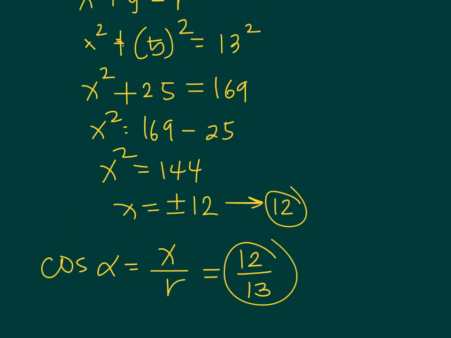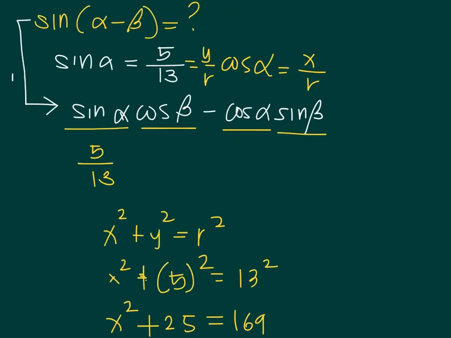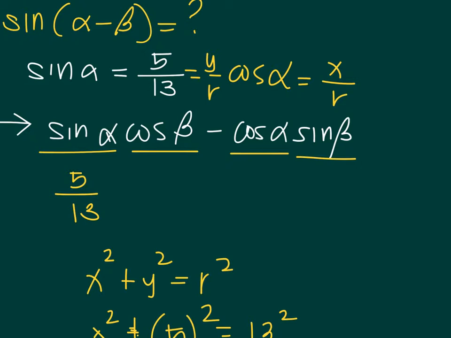So going back, we can now supply the value of cosine alpha: 12 over 13. Actually, the next time you see these numbers, 5, 12, 13, they are known as Pythagorean triples. They always go together. If your r is 13 and you see 5, the other is 12. If you see 12 and r is 13, the other is 5. But if you don't remember that, you can always go back to x squared plus y squared equals r squared.